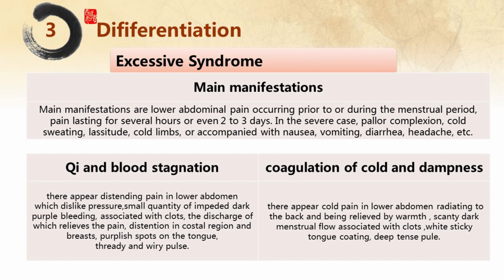Next, in the condition of coagulation of cold and dampness, there appears cold pain in the lower abdomen, radiating to the back and being relieved by warmth. Scanty dark menstrual flow associated with clots. White sticky tongue coating. Deep tense pulse.